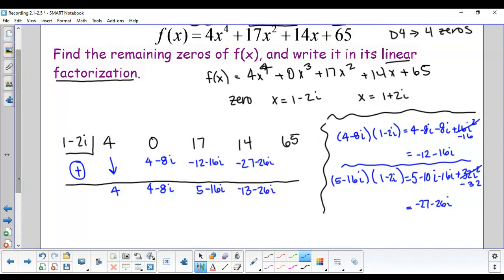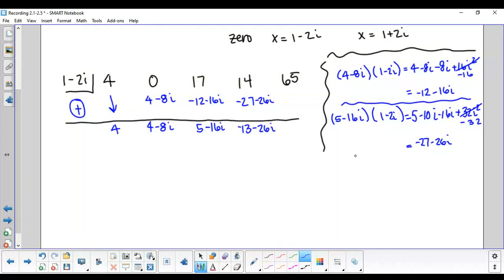Now, you might be saying, Miss Vernon, there is no way this is going to work out nicely. It hasn't worked out nicely yet. Well, hold steady. Let's see what happens. So we've got negative 13 minus 26i times 1 minus 2i. And we need to do our multiplication here.